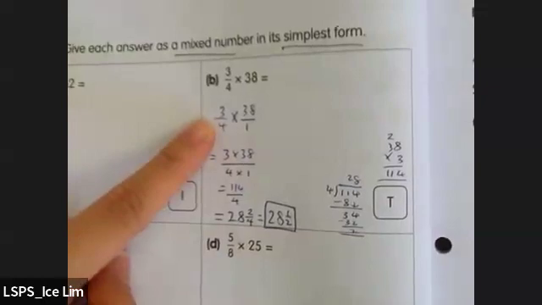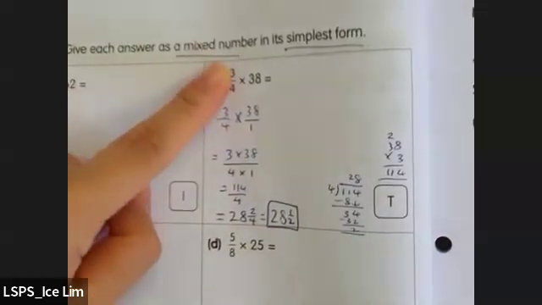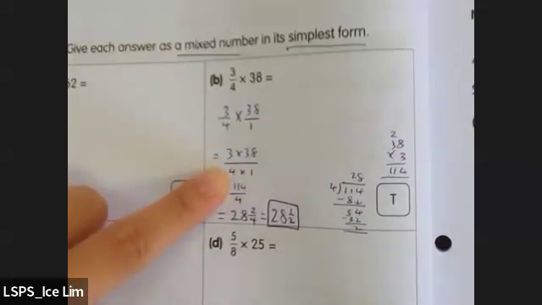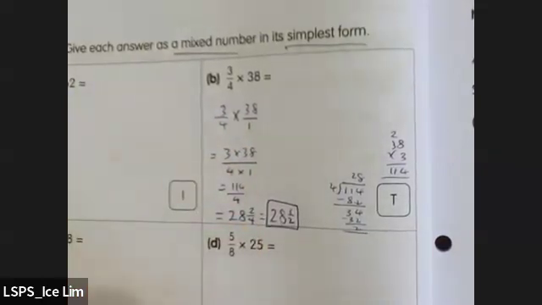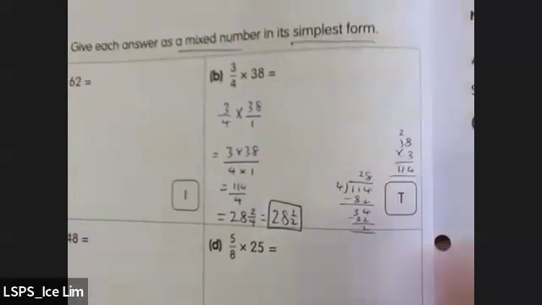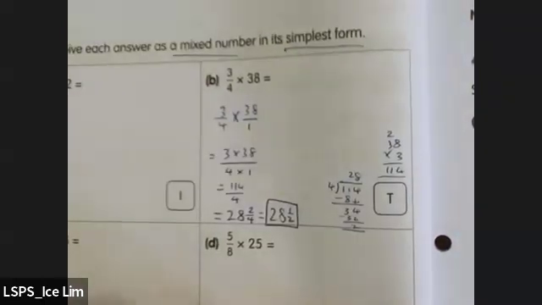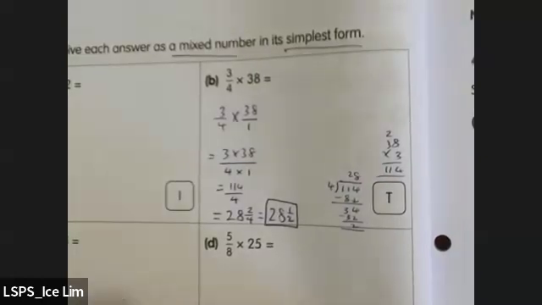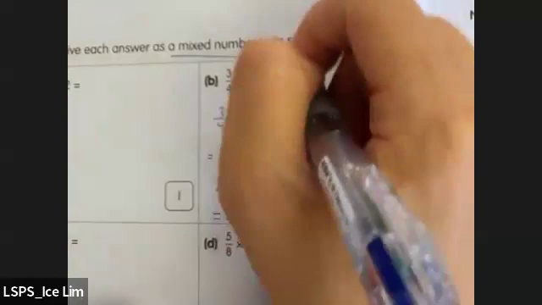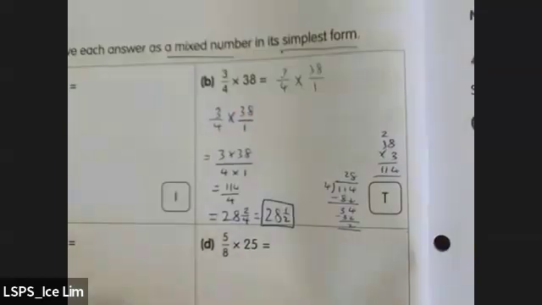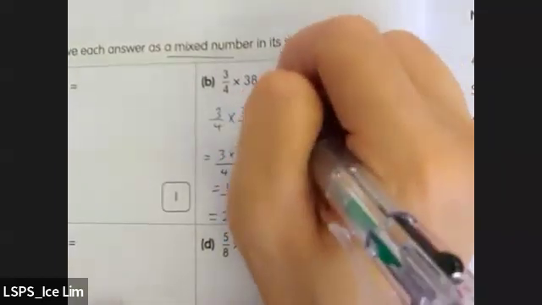Okay, so this one I do by the method numerator times numerator over denominator times denominator. Now, option 2. I do it by asking, can I simplify first? Okay, then I'll ask myself. Same thing, I write 3/4 times 38. Can I simplify first? Answer is yes.